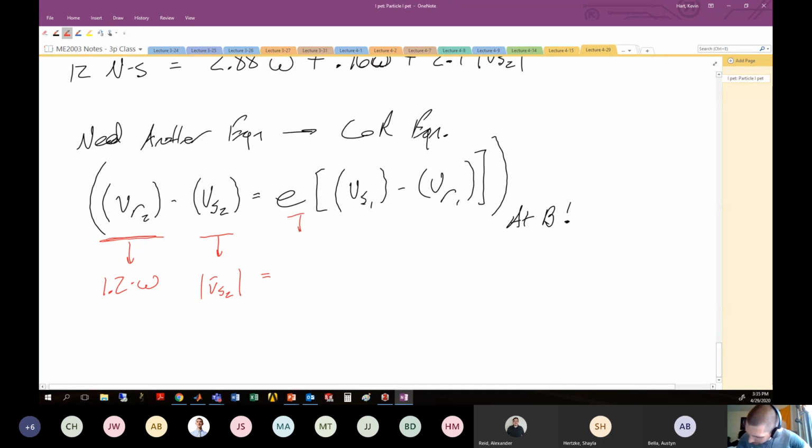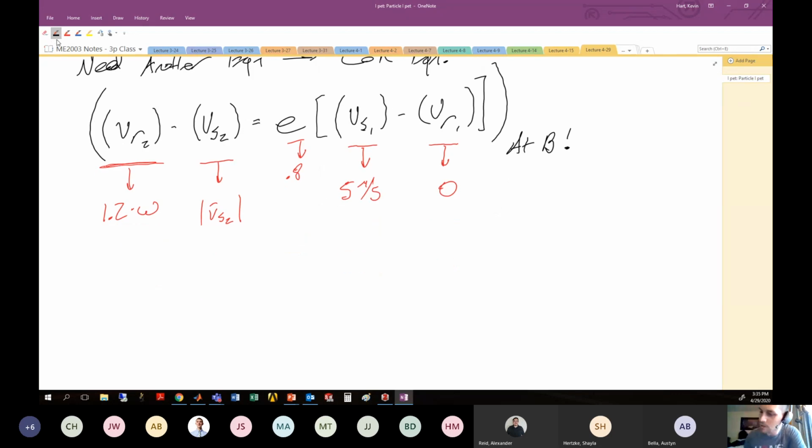is equal to this value of e we're given in the problem, which is 0.8. Here the velocity of the sphere in state number 1, we're given 5 meters per second. And here the velocity of the rod in state number 1 is 0. That's because before the sphere hits the rod, the rod is at rest. All right. So let's put this all together.